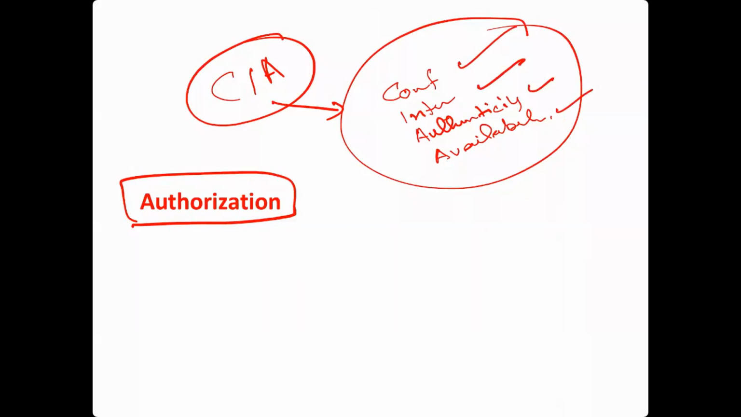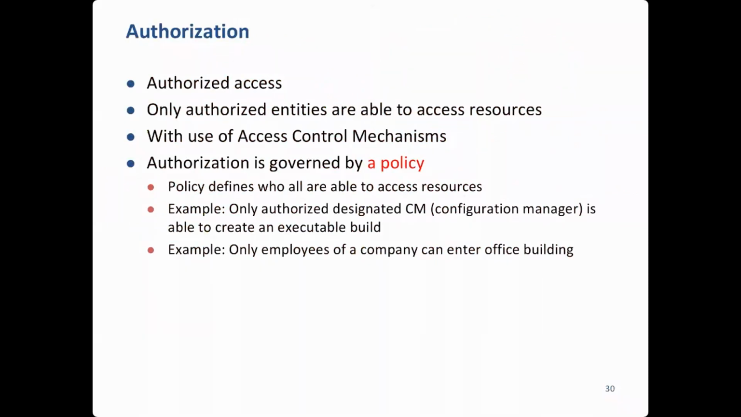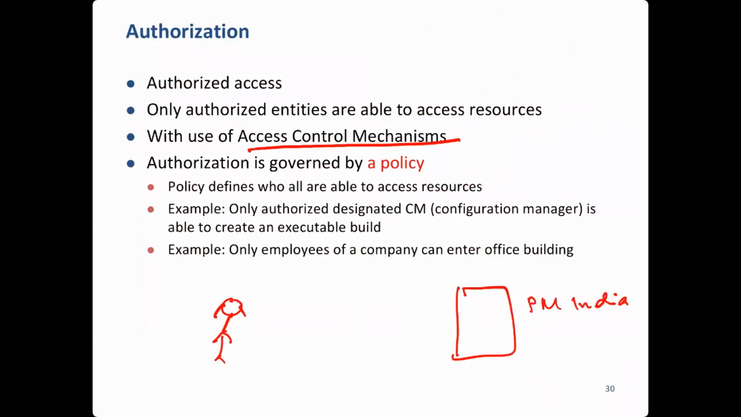Okay. The other property that we will study today is authorization, right? It's basically authorized access, or access control mechanisms. Say, all right, let me just walk into the office of the Prime Minister of India. Can you do that? Okay, so there is an office, you can go up to that office and say I want to meet the Prime Minister.